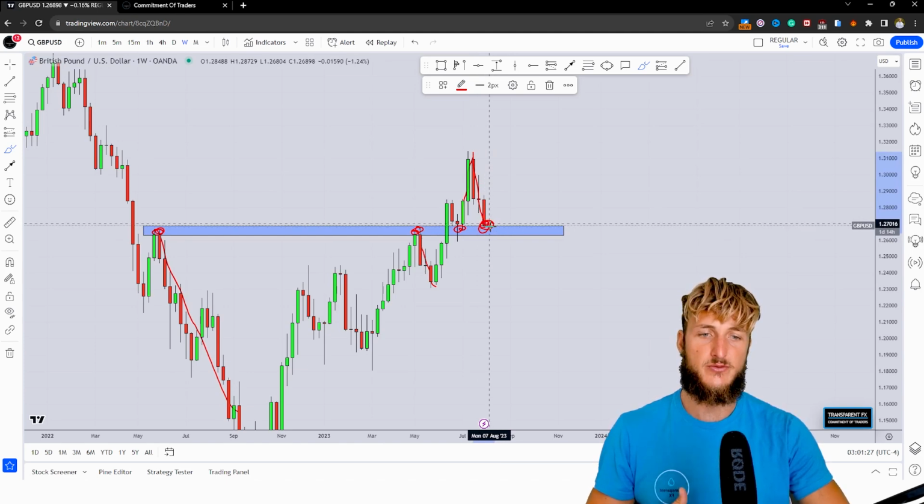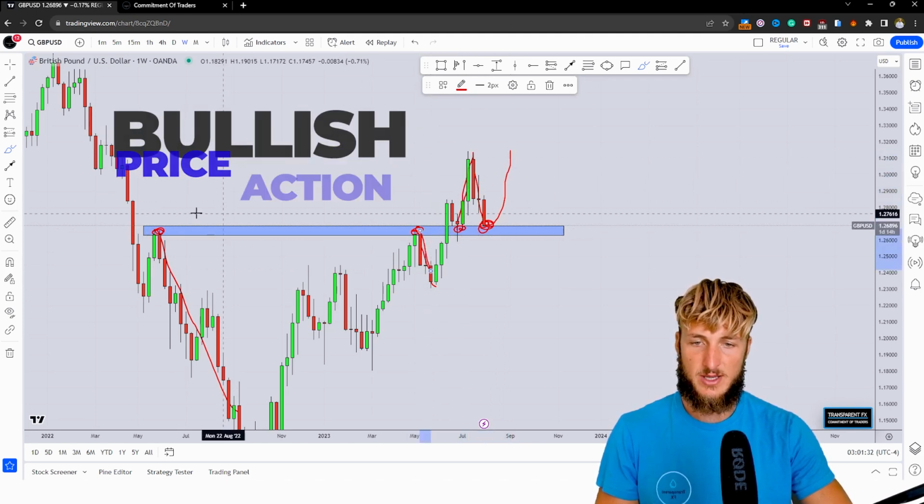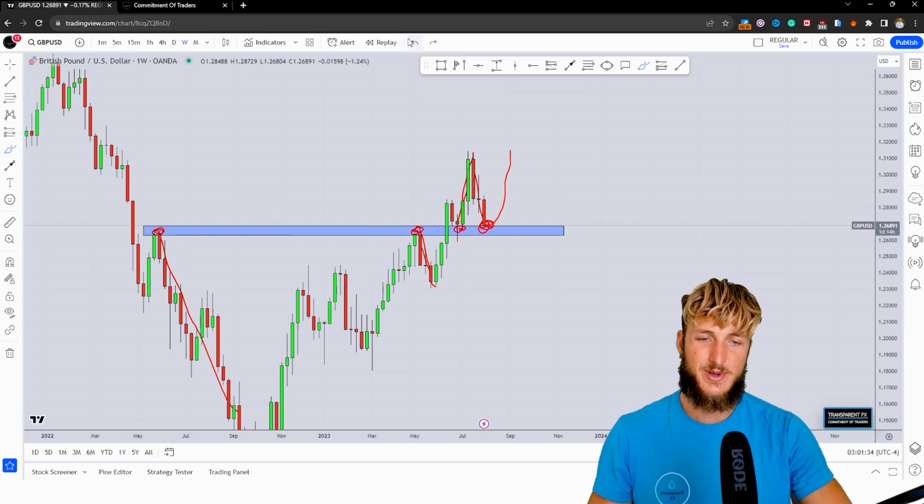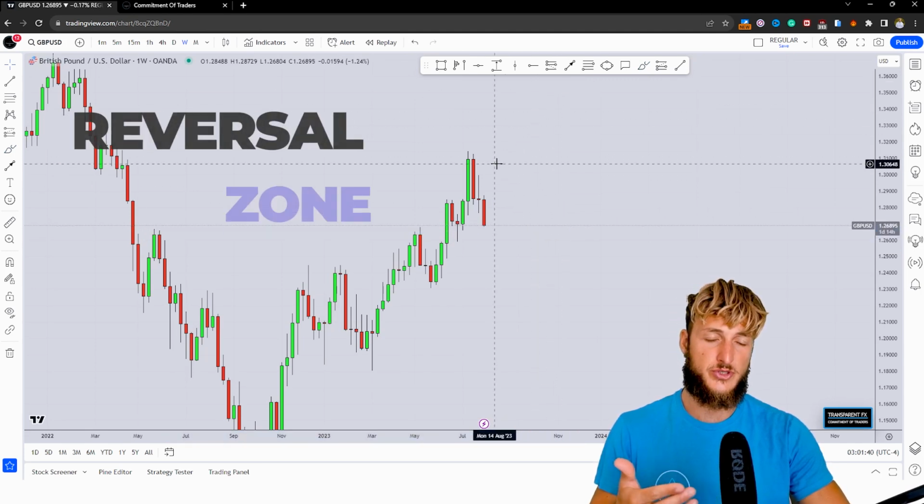There is a possibility from here to see another rejection to the upside, as we can see that the market in the past clearly has been respecting this level. So at the moment, monthly and weekly both seem to be approaching a potential reversal higher.